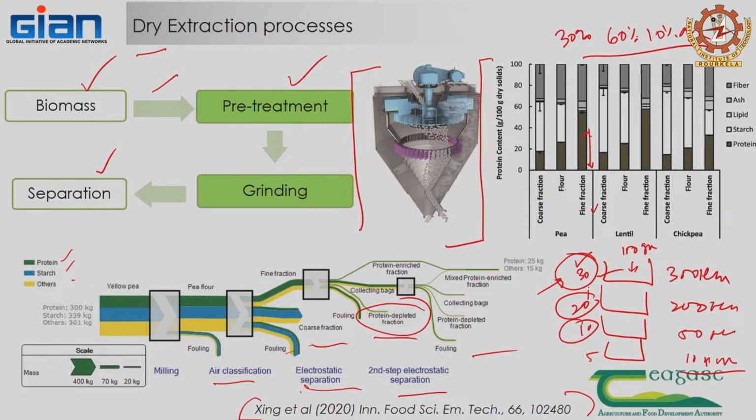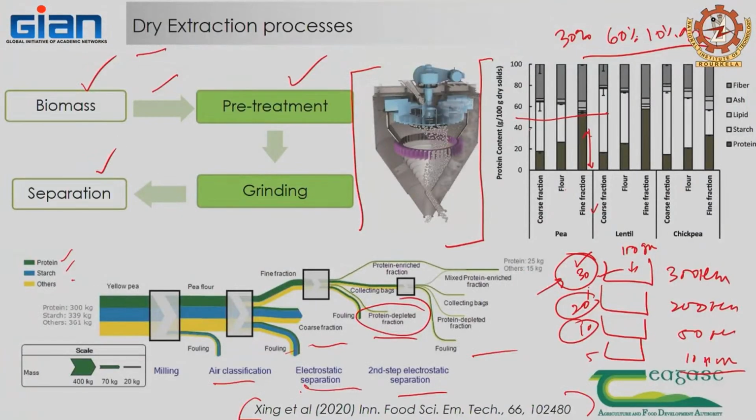Air classification separates the material based on density, and purification up to 50 to 60% can be achieved by only grinding. So you can make a protein concentrate by using dry classification. It will not be possible to make 90%, 95%, but the rest of the biomass is rich in fiber. Accordingly, you can develop your biorefinery processes. That was the purpose of showing you this particular slide.